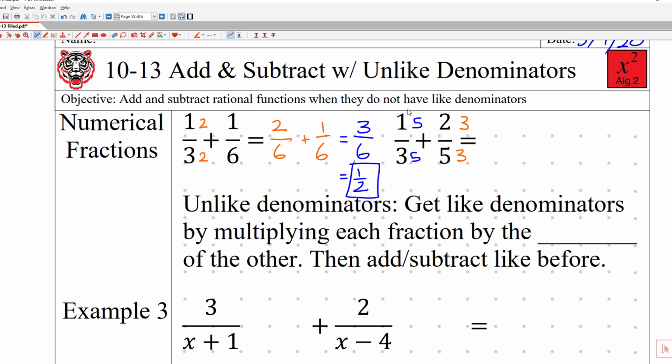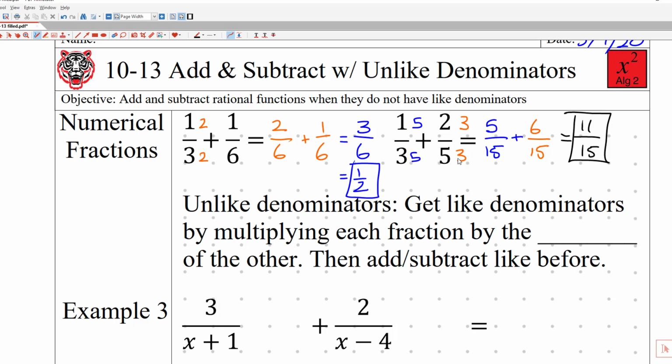When I do that, this blue fraction, 1 times 5 is 5, 3 times 5 is 15, plus 2 times 3 is 6, and 5 times 3 is 15, and we have accomplished our goal of getting the same denominator. It's now 15, and then I just add the numerators and keep the denominator, so the denominator is still 15. 5 plus 6 is 11, and we have our final answer. I can't reduce it any further. I'm always checking at the very end, can I reduce it any further, and I can't.